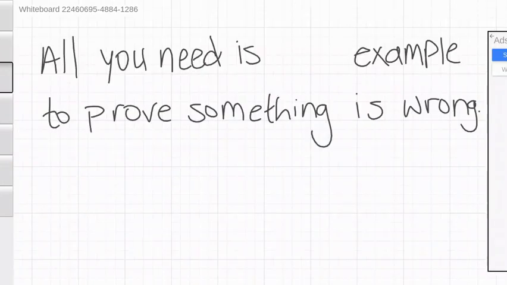Alright, so in math, in order to prove something is true, you must not be able to prove it wrong, which makes sense, right? But if you do provide an example where it fails, you are providing a counterexample. All you need is one example to prove something is wrong.